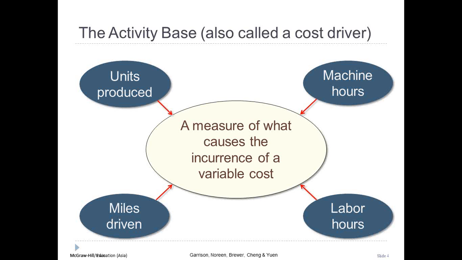So, for example, units sold is not the only activity base that occurs within organizations. A cost can be considered variable, for example, if it varies with the activity base such as miles driven, kilometers driven, machine hours, labor hours. So these are the very common drivers of costs, drivers of variable costs.